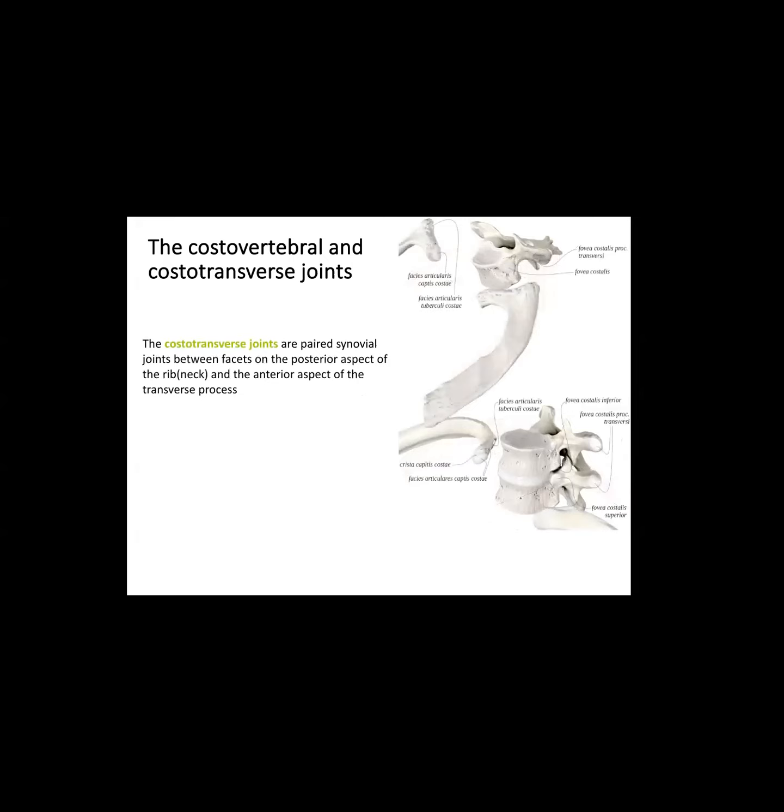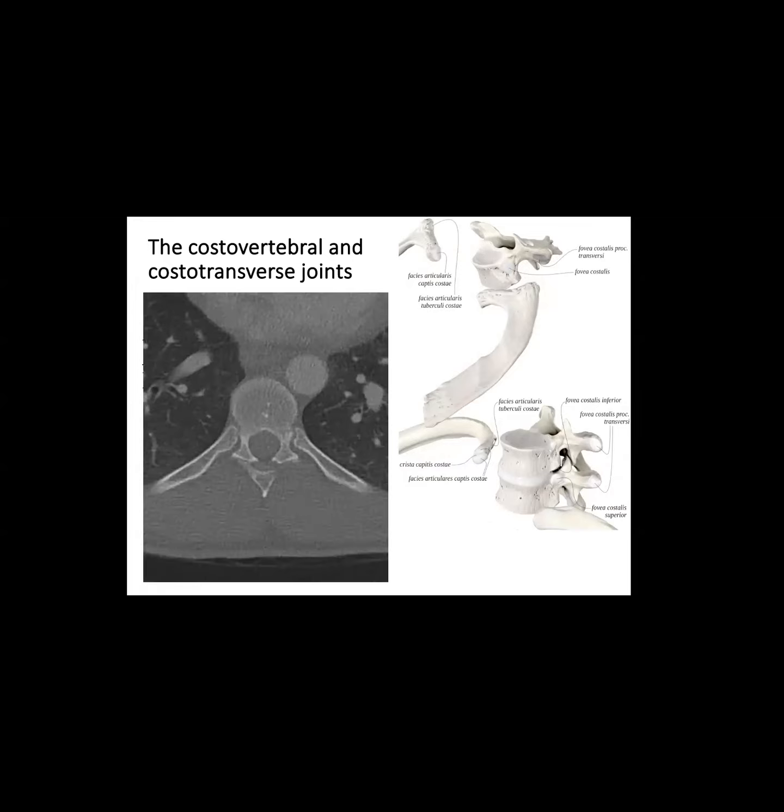The costotransverse joints are paired synovial joints between the facet on the posterior aspect of the rib neck and the anterior aspect of the transverse process. Here is an axial view through the thoracic vertebra, showing the costovertebral joint here and the costotransverse joint.